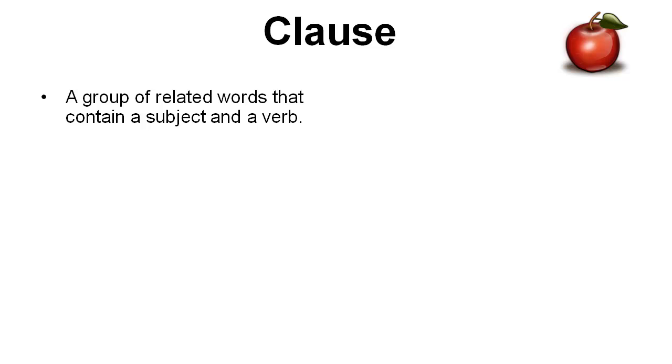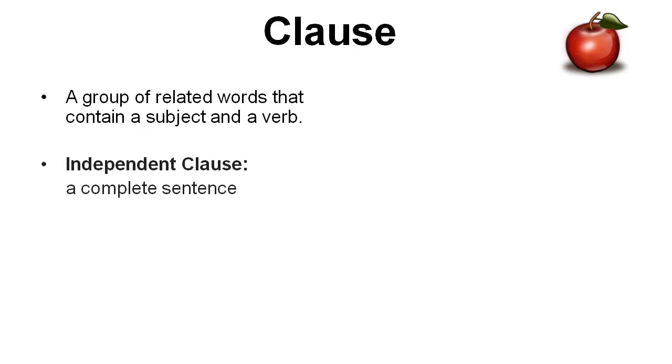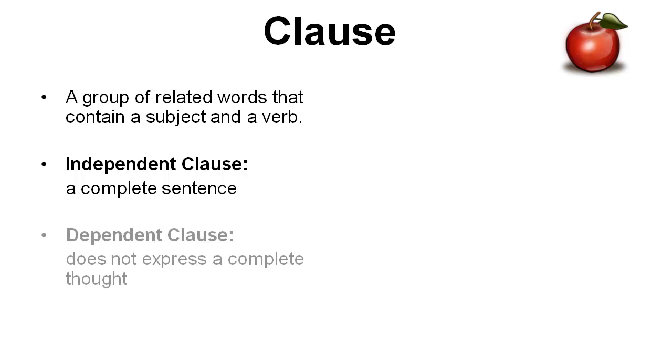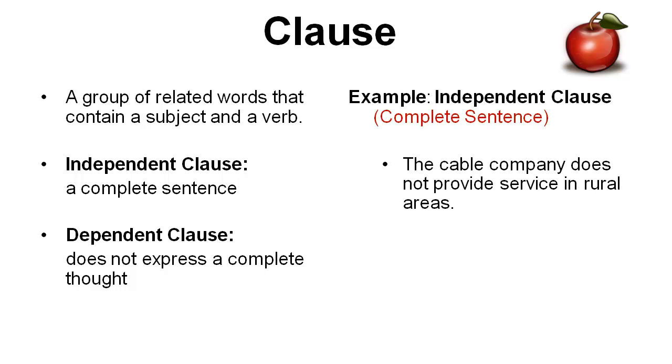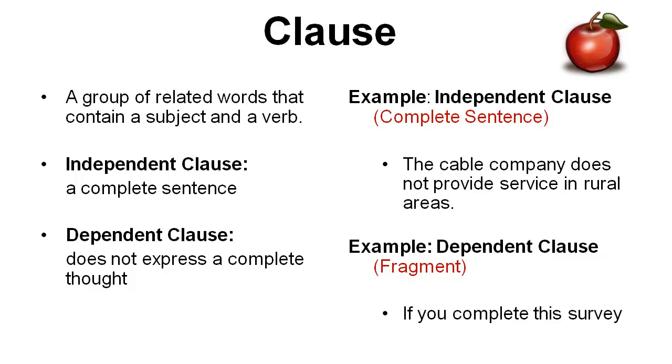Okay, a clause is a group of related words that contain a subject and a verb. You have two kinds. The first kind is an independent clause, which is simply a complete sentence. It has a subject, verb, object. A complete sentence is called an independent clause. A dependent clause does not express a complete thought. For example, the cable company does not provide service in rural areas. That is a complete sentence, which is also called an independent clause.